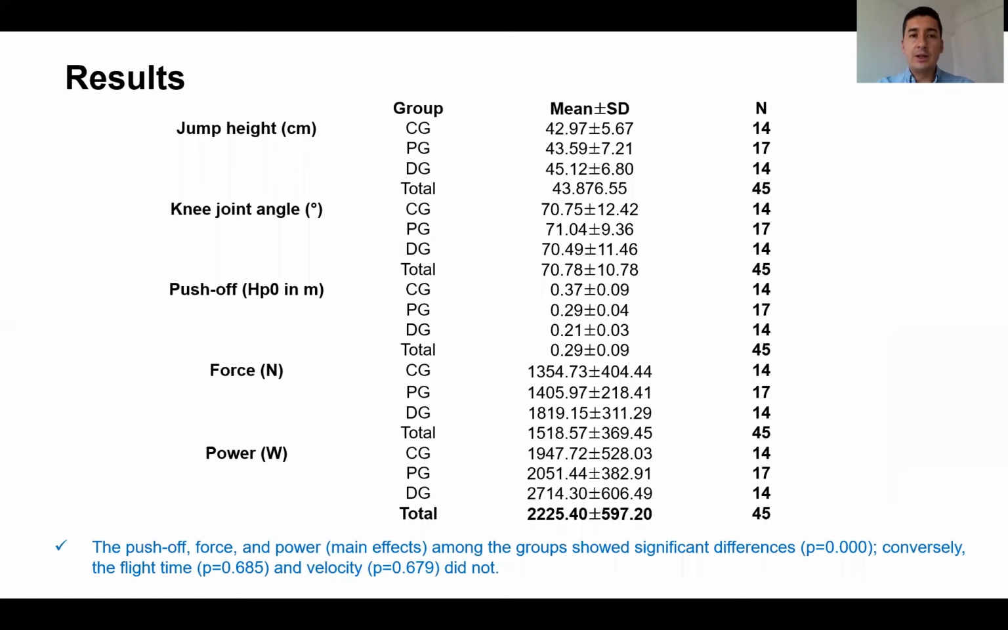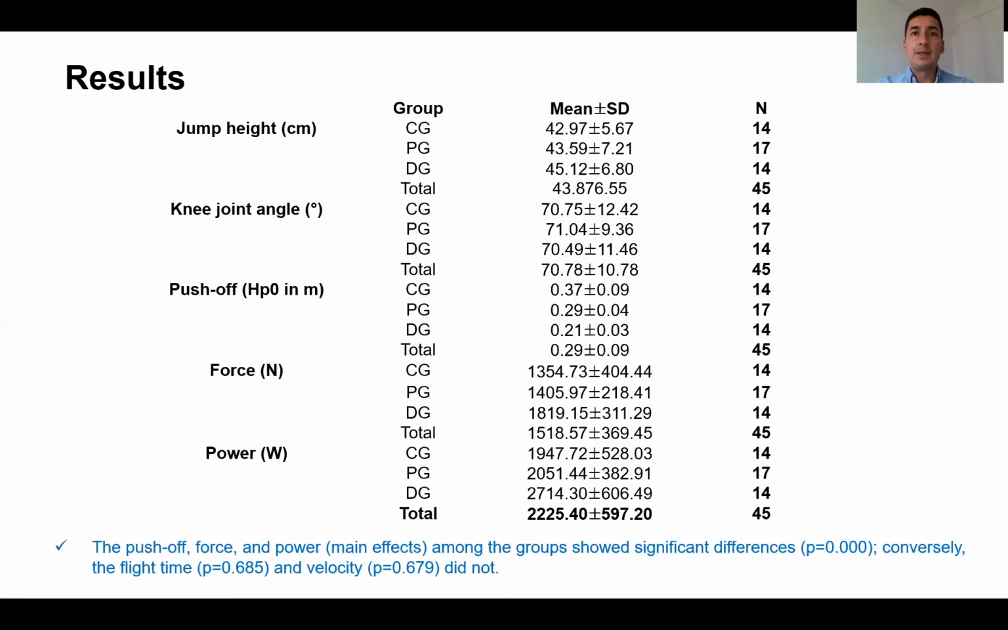Well, the results that we found were that push-off, force, and power, the main effects among the groups, showed a significant difference, and the p-value was equal to 0.00. Conversely, the flight time and velocity did not show any significant difference. In the table, we present the results with the mean and standard deviation. CG is the control group, PG is the plyometric group, and DG is the dynamic group.